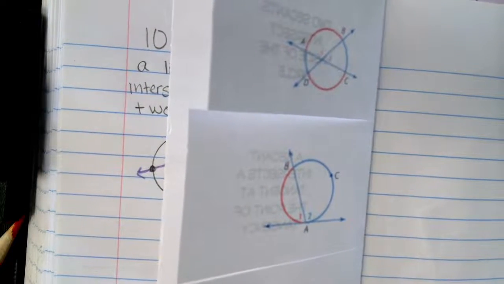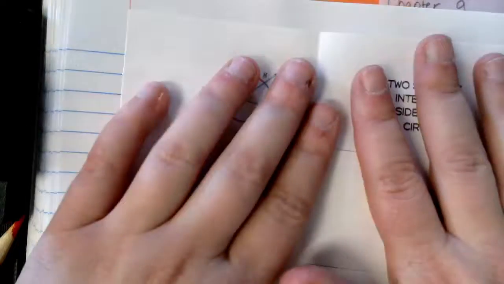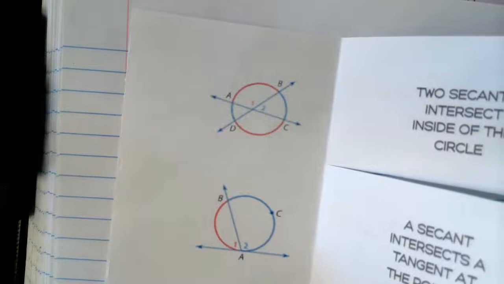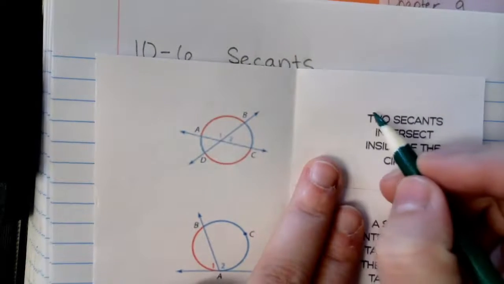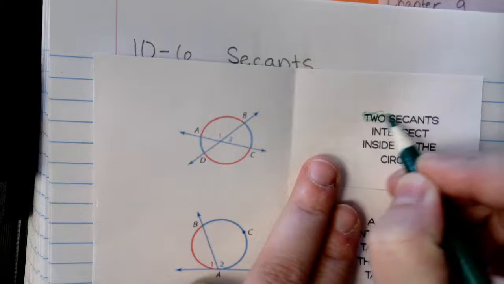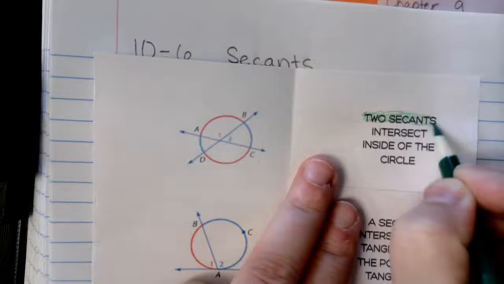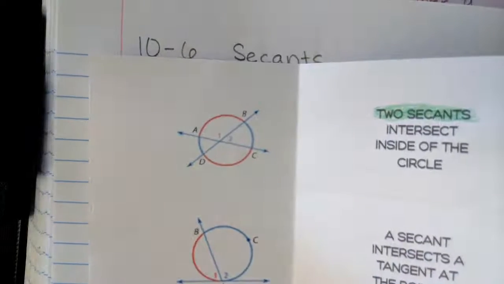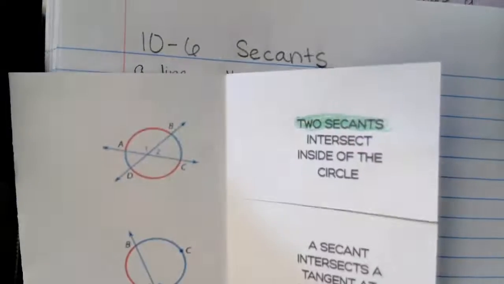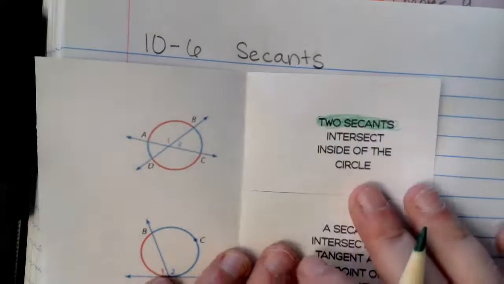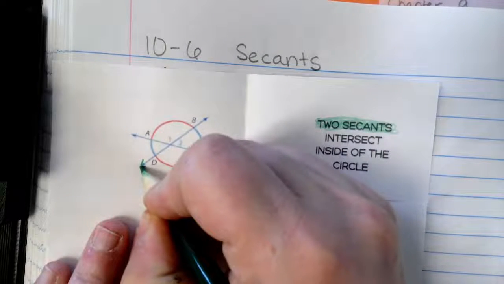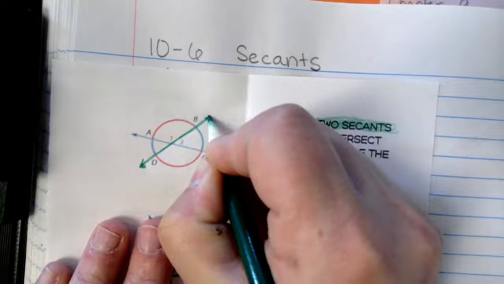Cool. All right. First one, we have 2 secants intersect. So 2 secants. I'm going to do all my secants today in green. Okay, so when I do secants, I'm going to use green. So secants are the lines that go through the circle. So I have this green line here that goes through the circle. And this green line here.